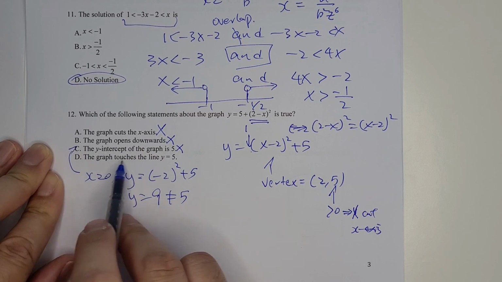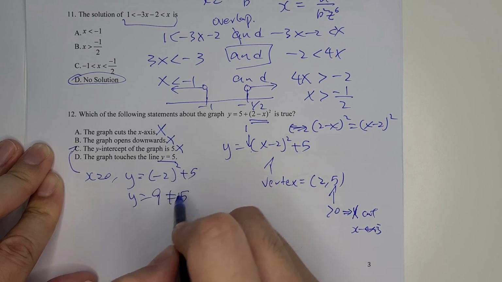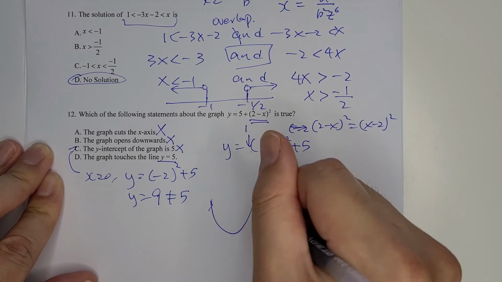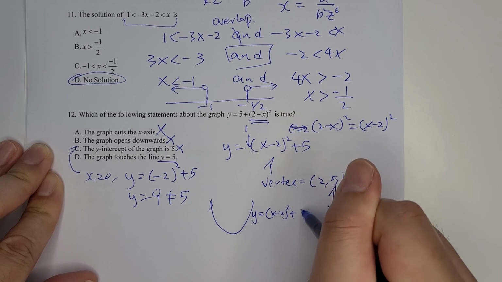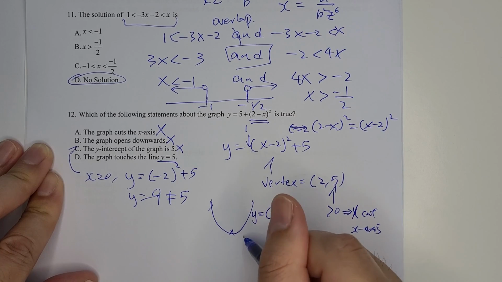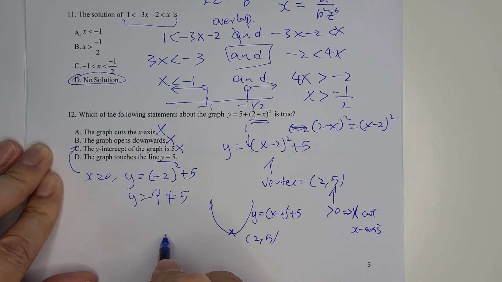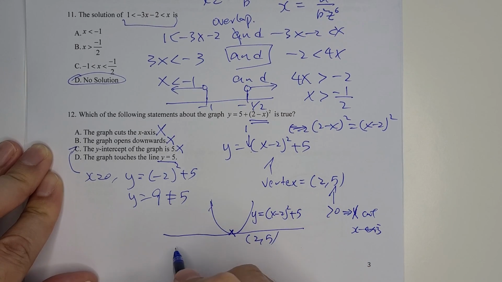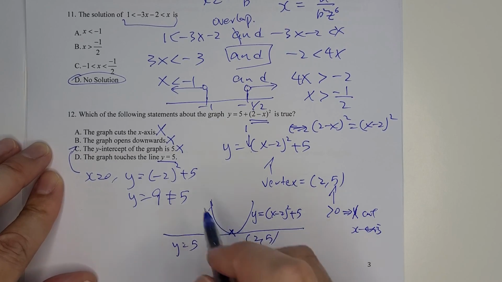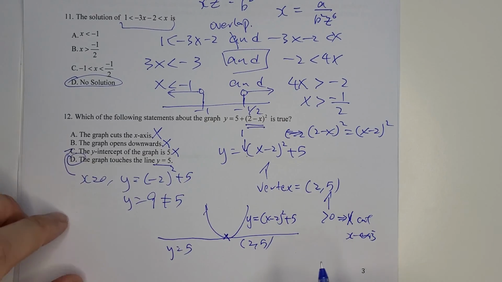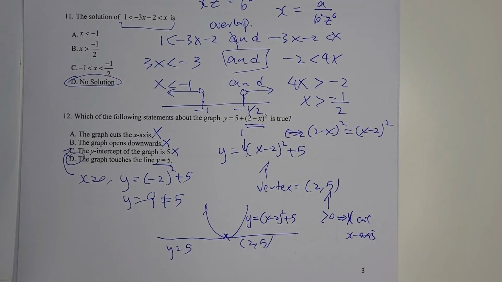How about D? The graph touches the line y equals 5. y equals 5 is a horizontal line. So let's see what happens. Suppose there's a graph y equals (x minus 2) squared plus 5. The vertex, that's the lowest point here, (2, 5). Draw a horizontal line in this way, y equals 5. It just cuts the curve at one point. So that is correct. D is the answer. Okay, so let's stop here first, and later we will discuss the further questions.